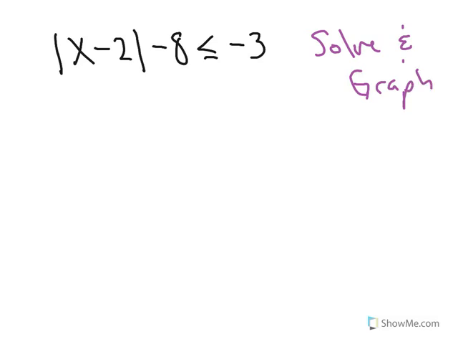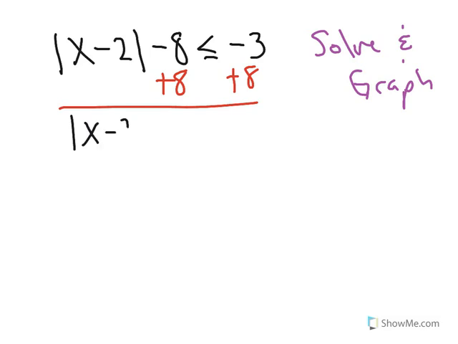First thing I want to do when solving this problem is isolate my absolute value. I notice I have this negative 8, so I'm going to add 8 to both sides of my inequality. By doing this, I'm left with the absolute value of x minus 2 is less than or equal to a positive 5.